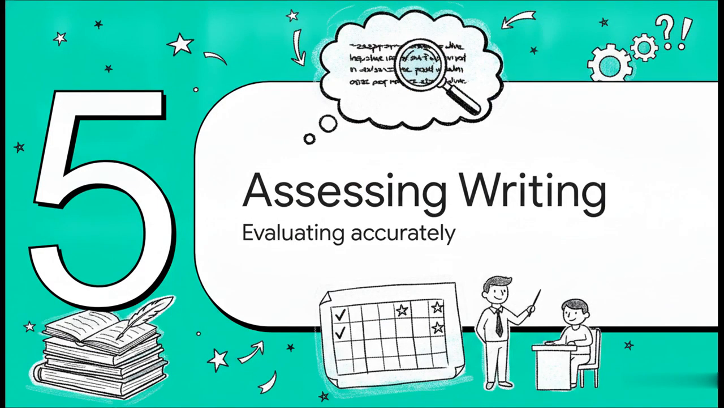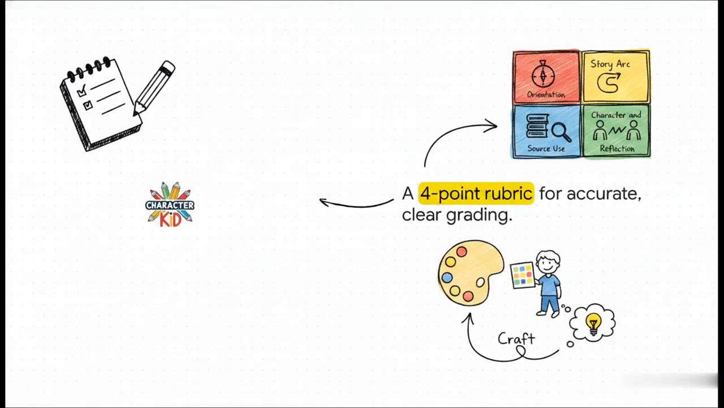And finally, Section 5, Assessing Student Writing. The included 4-point rubric gives you a crystal clear roadmap for grading. It breaks everything down into specific, manageable categories: the orientation, the overall story arc and structure, source use, character and conflict, craft, and reflection. And because your students had a color-coded reference card from day 1 that perfectly matches these exact categories, there are absolutely no surprises when it comes time to evaluate their published work.